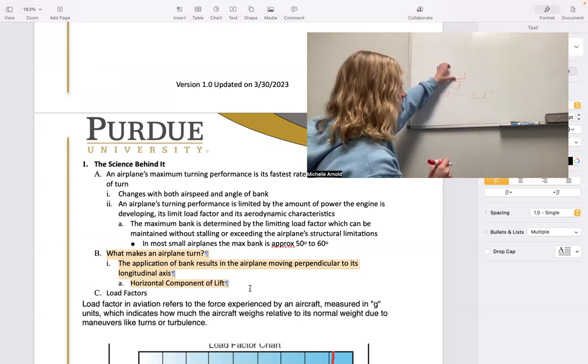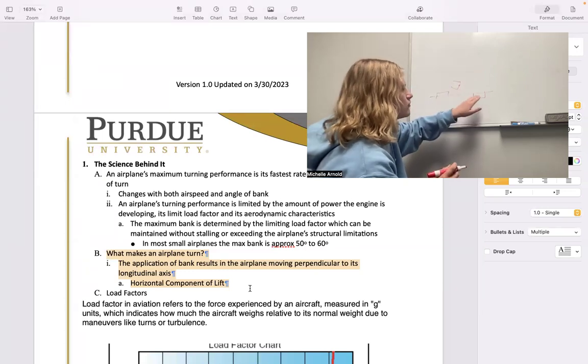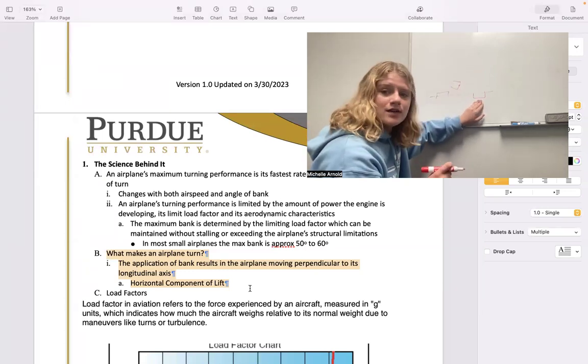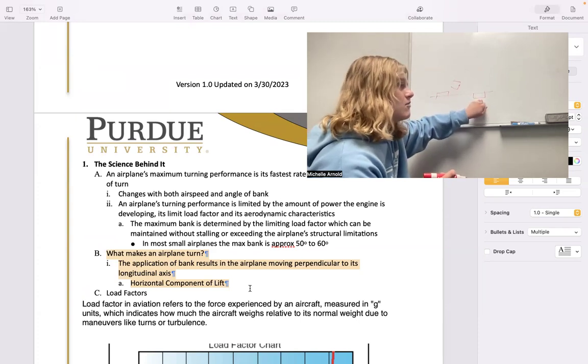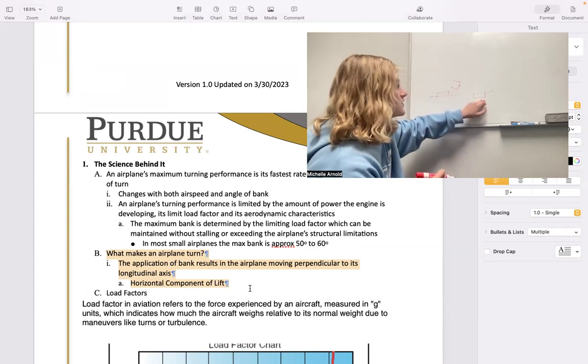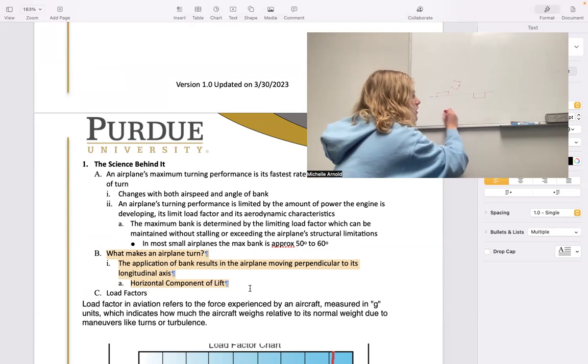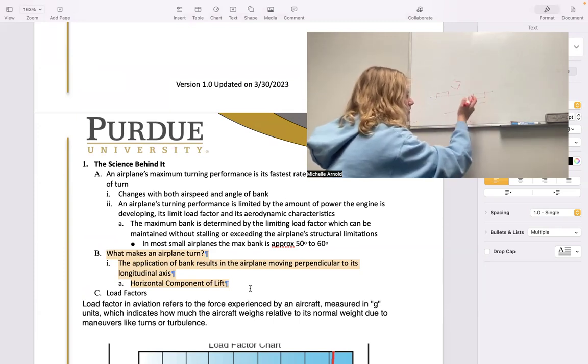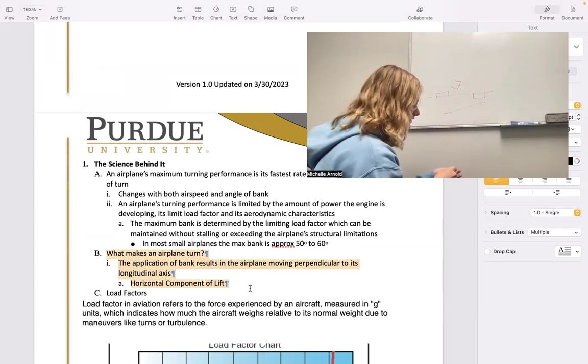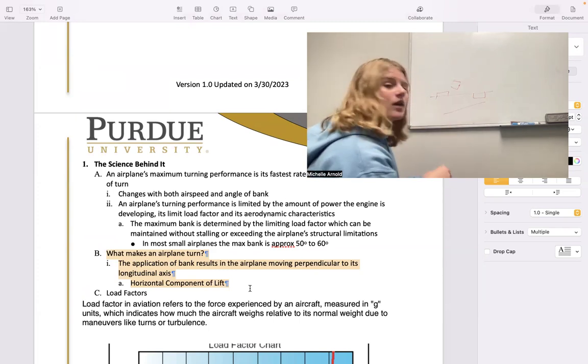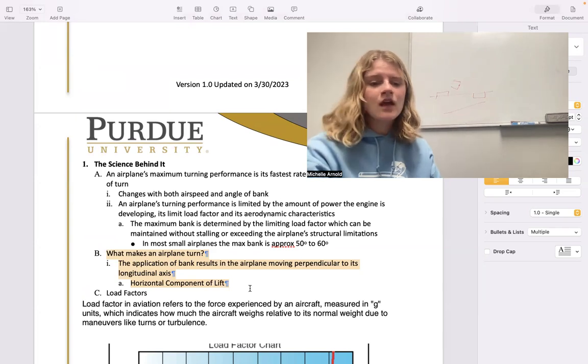And this is going to cause your right aileron to create more lift and therefore more drag. So this is going to cause this wing to go up because it's creating more lift, and this wing is creating less lift. So that is what makes the airplane turn.